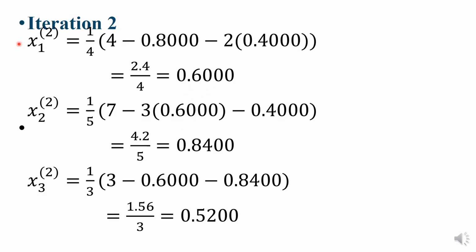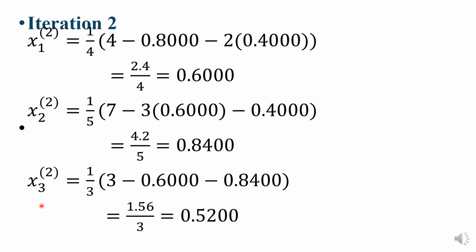You can see here we have found x1, then immediately we put x1, and the values which in the previous iteration we have found, we put these values. After putting in these values, we simplify 7, 3 multiplied by these values, then we simplify all values and we get 4.2, then divide by 5. We obtain 0.8400.